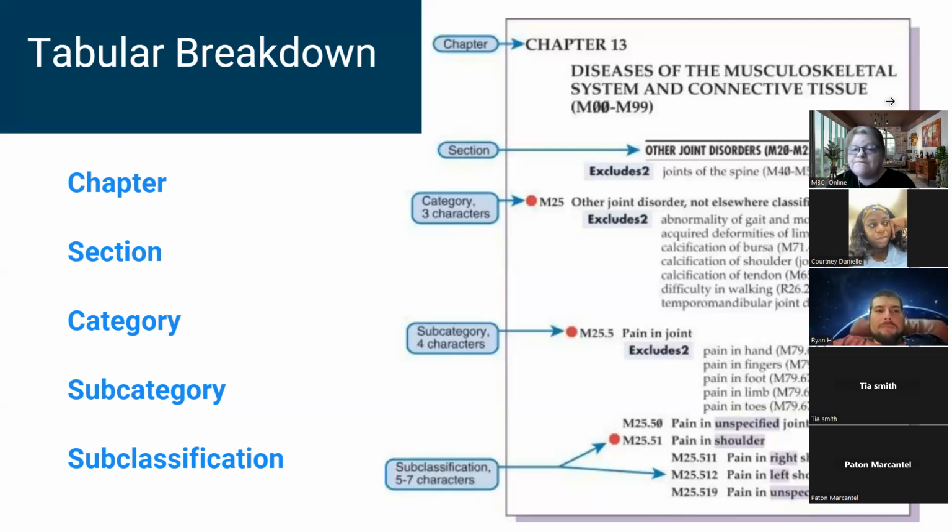But yeah, when you have a code inside of a section, you want to read what's up above it and what's below it, just to make sure that what you're at is the most specific and accurate thing for what you're coding.